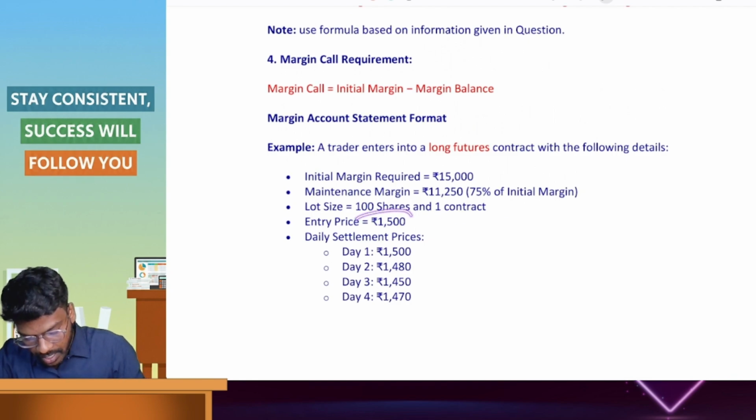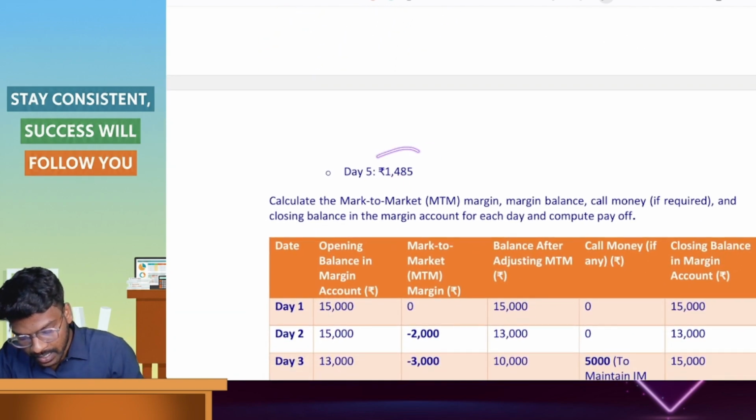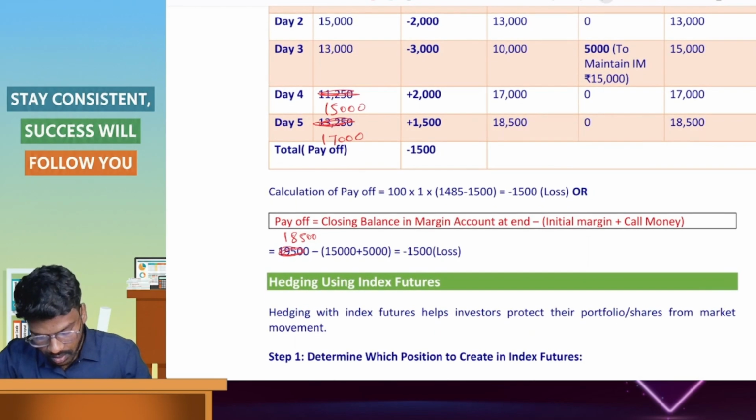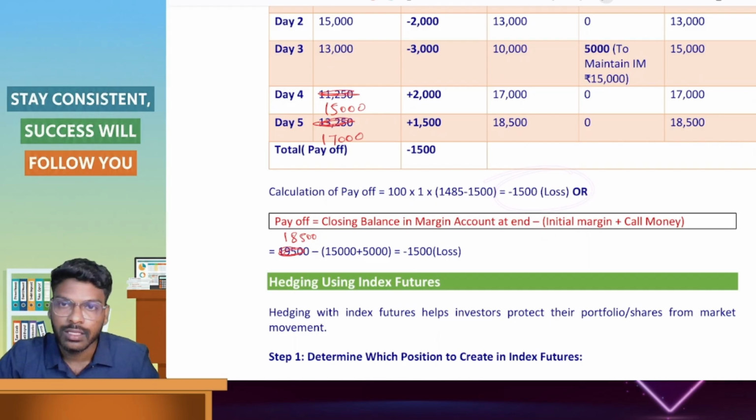price. Entry price is 1,500. The contract price on the 5th day is 1,485, minus 1,500, will give you minus 15. So my loss will be 1,500.